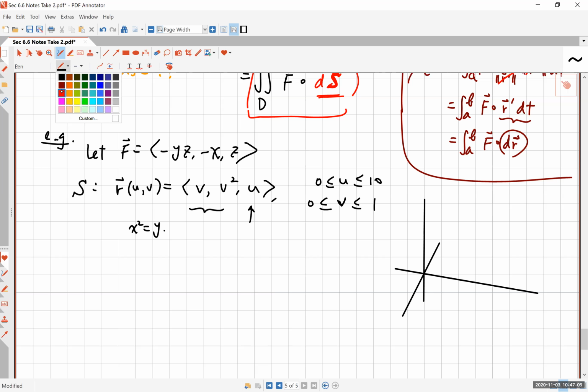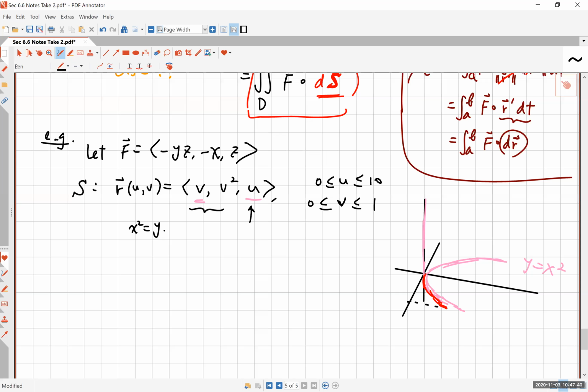If you graph this, you will get something like this. Obviously it's a parabola, right? y is equal to x squared on the xy plane. So this is what that looks like. And then u, which is z, goes from 0 to 10. So you just make this into a height of 10, and it's a cylinder. However, v, which is your x coordinate, is restricted from 0 to 1. So all we are getting is actually just this part.